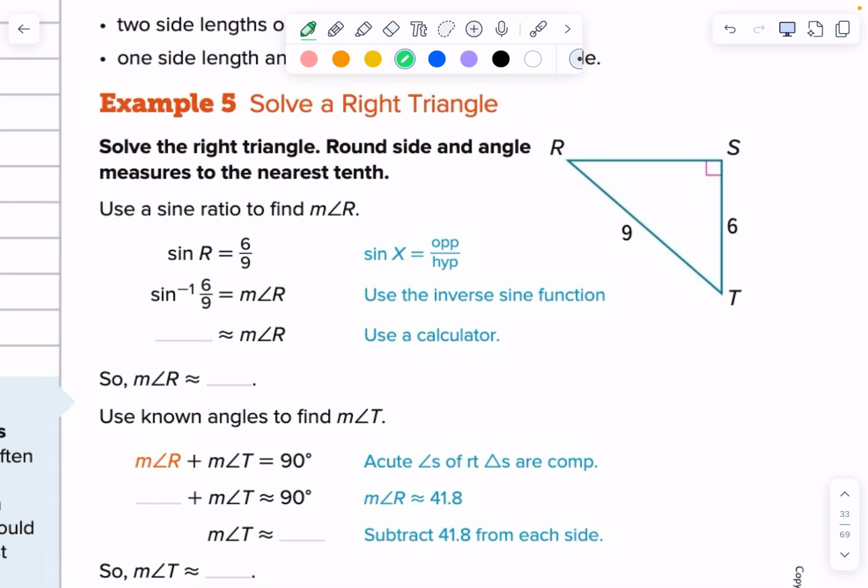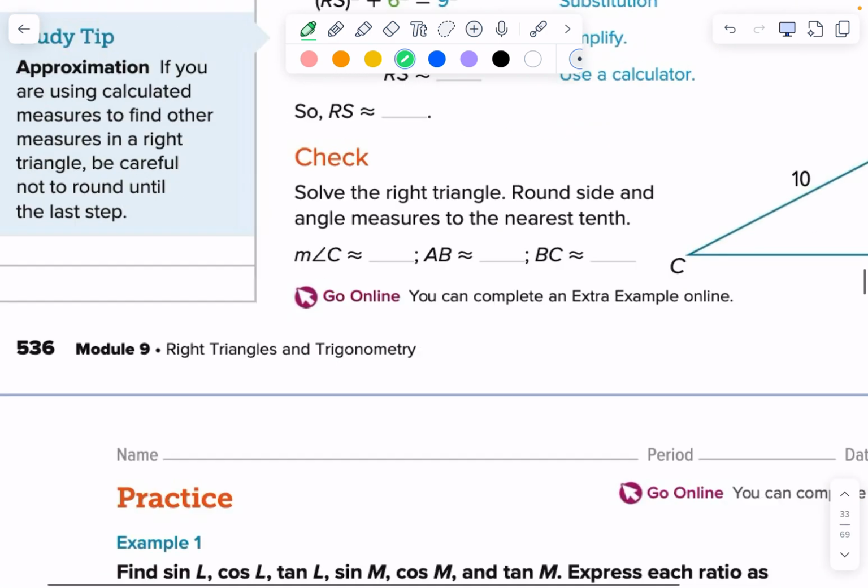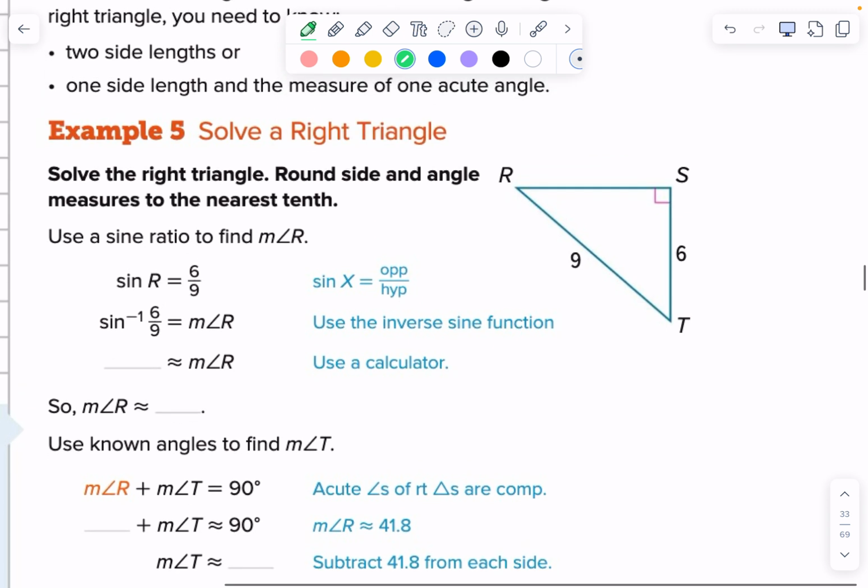Example 5, last one. This is the hard one. Ready? Listen to this one. Here we go. Solve the right triangle. Shh, you got to listen. I'm going to kick people out.